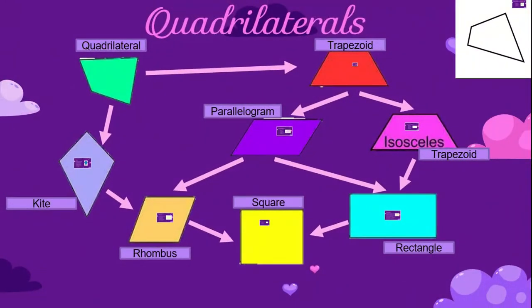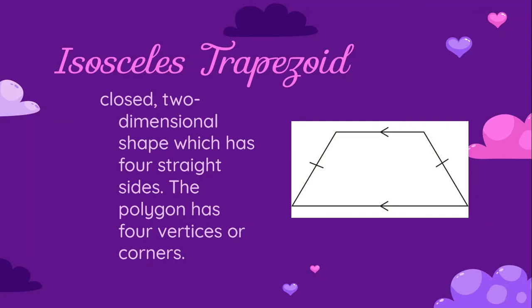Okay, the second kind of trapezoid is the isosceles trapezoid. The only qualification here is that one pair of opposite sides must be parallel, and the other sides must be congruent, so they should be the same length. And that is an isosceles trapezoid.